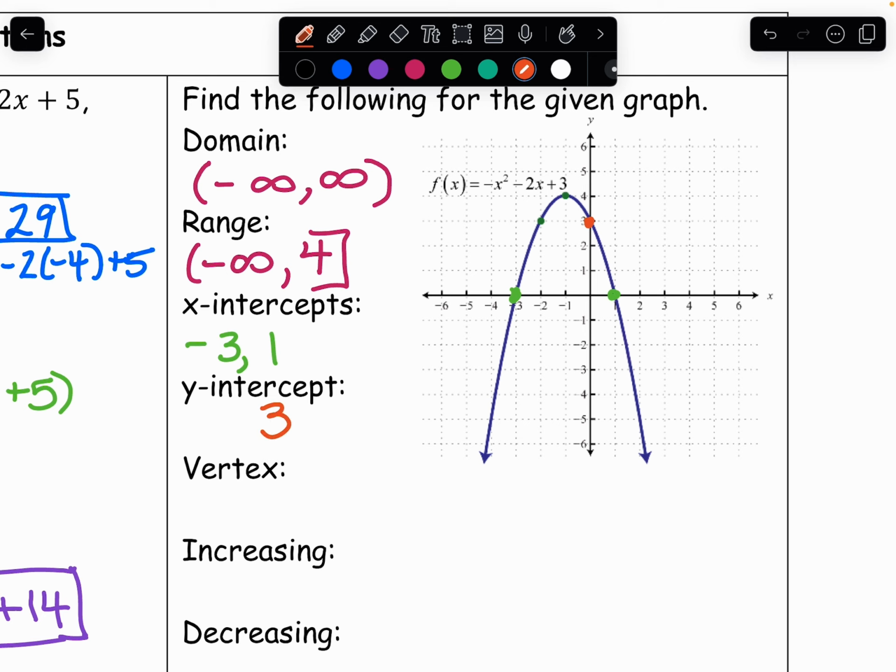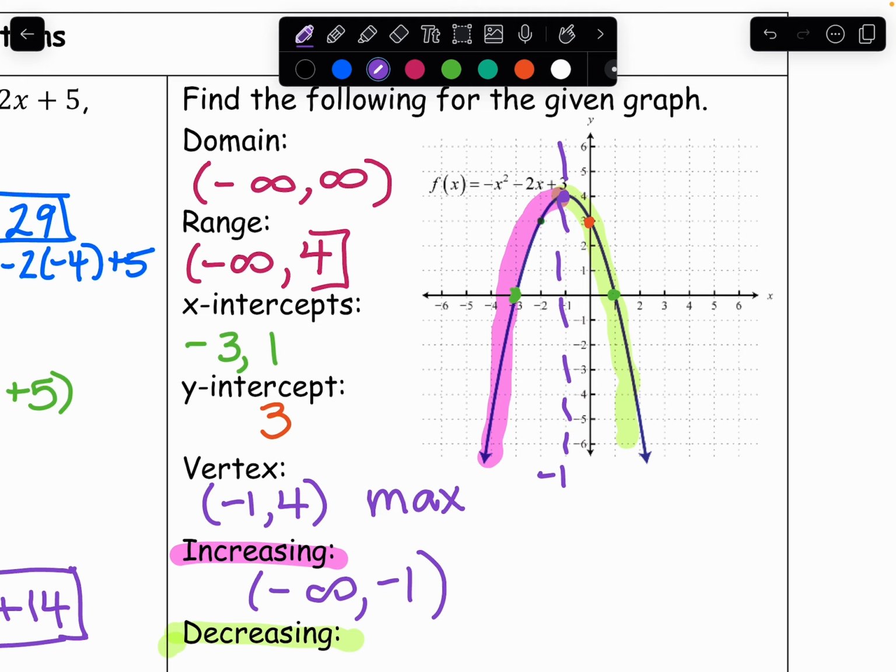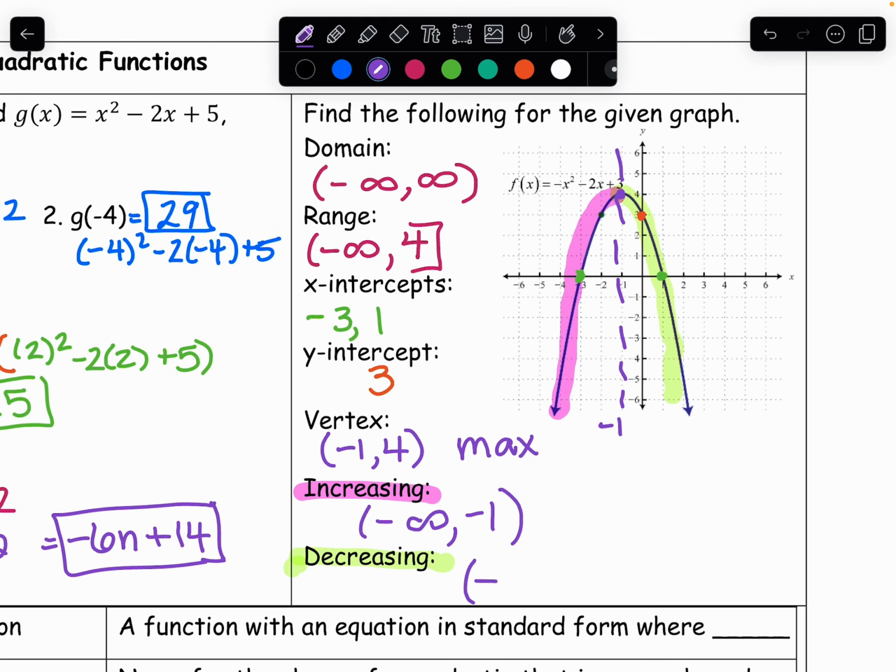And our y-intercept, where we cross the y-axis, is 3. Our vertex, that's either going to be our highest or our lowest point. So in this case, it's going to be negative 1, 4, and it is a maximum. And then the last thing, increasing, that is where our graph goes up. So we're increasing from negative infinity to negative 1 because that x value is right there, and we always use parentheses. And then we're going to be decreasing where we go down. So for this problem, we're going to be decreasing from negative 1 to infinity.